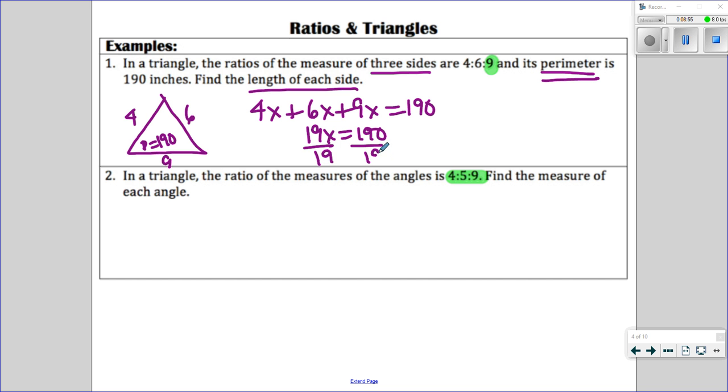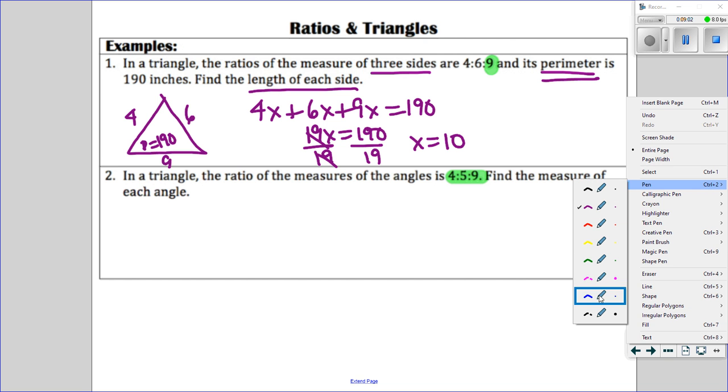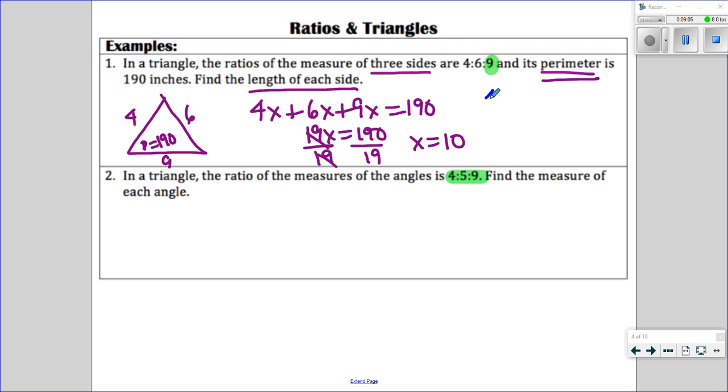We divide by 19, and then we get 10. But that's not where we stop, because we need to find the sides. So we're going to take each of the sides, that's our ratio, and then plug in 10 and find the measurement for each side. So then that means we'll get 40 inches, 60 inches, and then 90 inches. And if you add them all up, you'll get 190 as your total perimeter. So this is what they're asking us for.